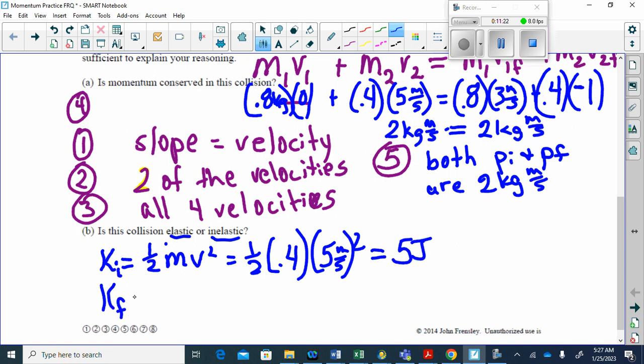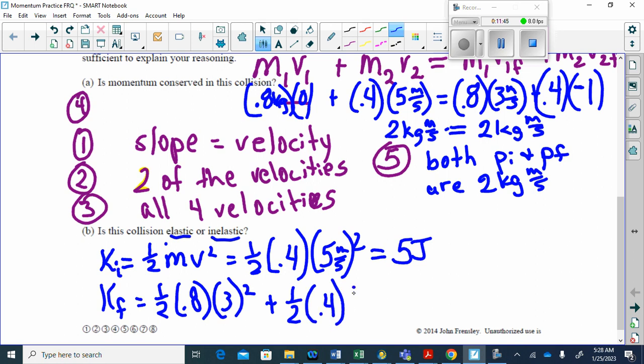To find the final, if we do both carts, in this case, both carts are moving, and we have the white cart has a velocity of 3, and the black cart has a velocity of -1, and we add them all up and we get a new kinetic energy of 3.8 joules.